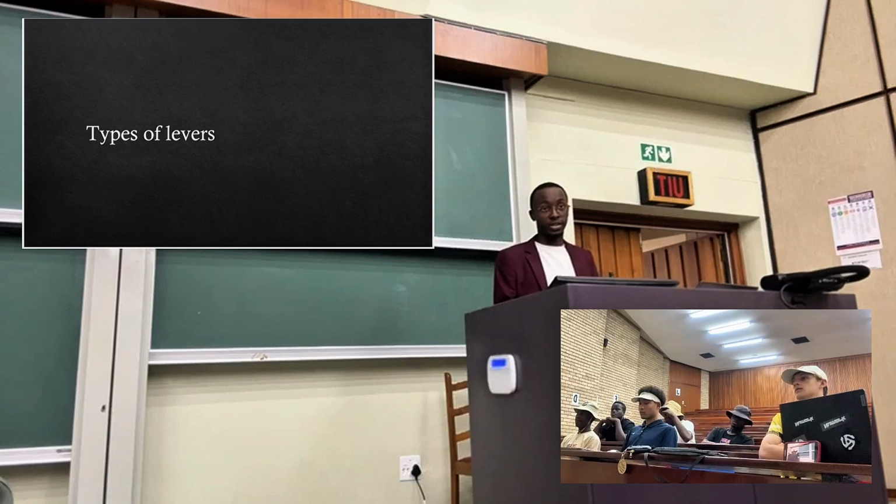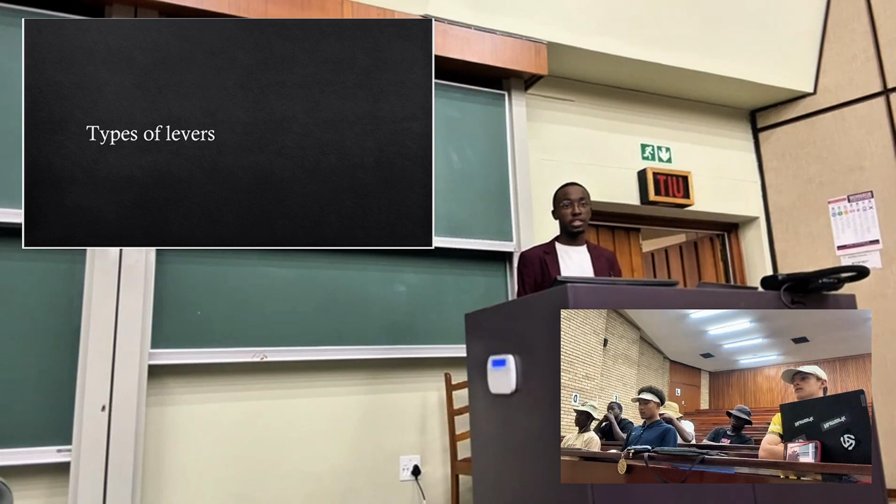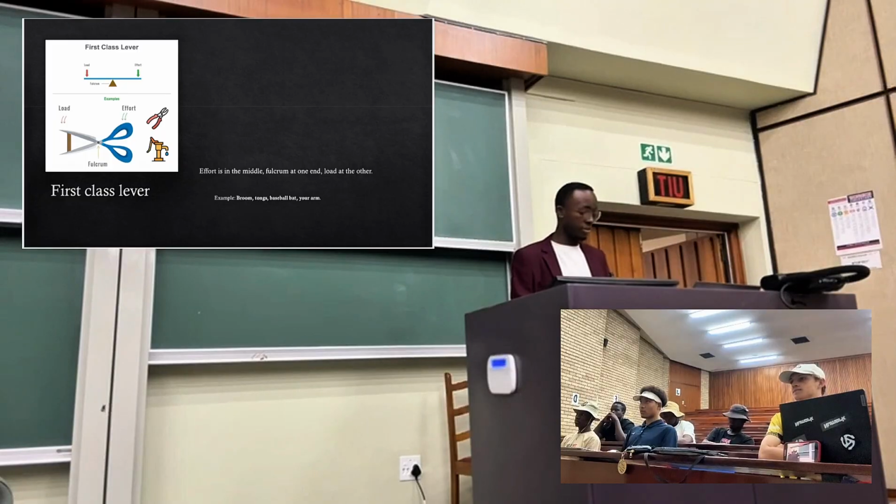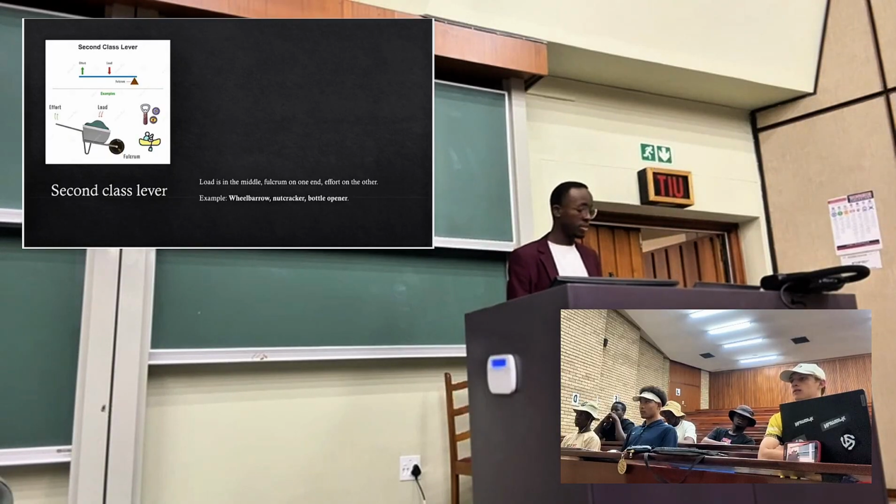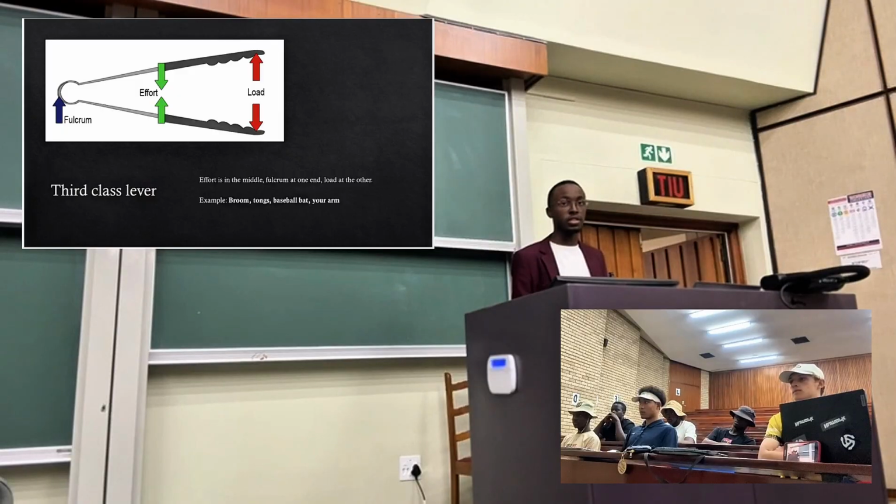There are three different kinds of levers: first class, second class, and third class levers. For the first class lever, it is the effort on one side, the fulcrum in the middle, and the load on the other side. For second class levers, you have the effort on one side, just after that the load, and on the very end the fulcrum. For third class levers, you have the fulcrum at the start, the effort in the middle, and the load at the very end.